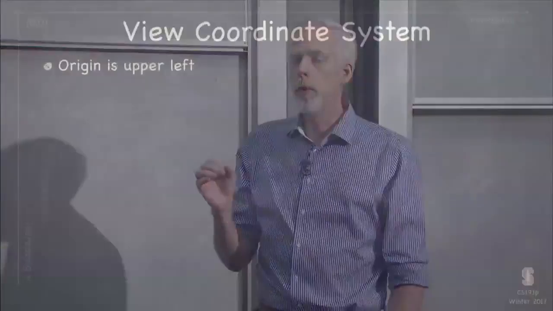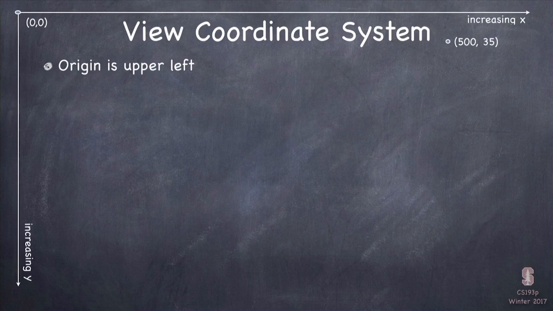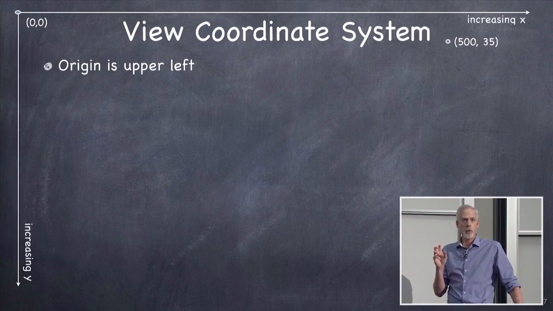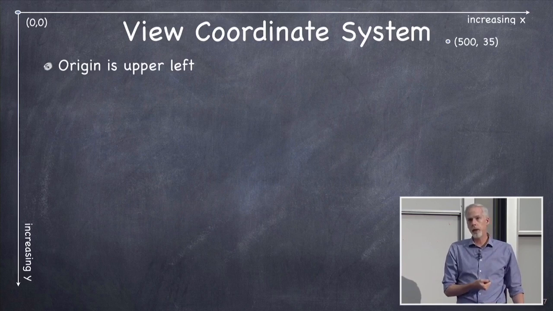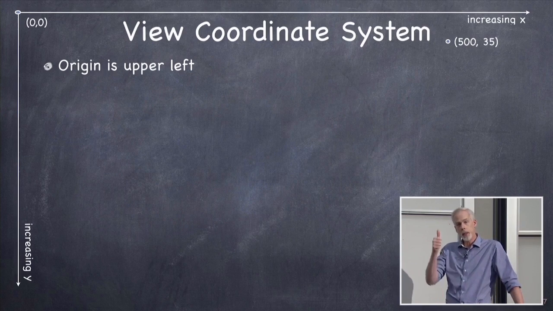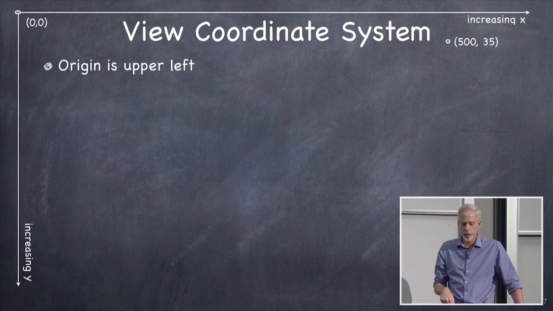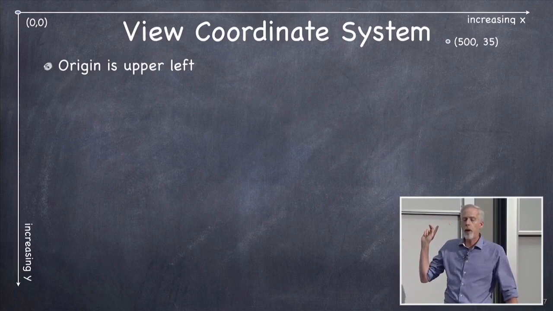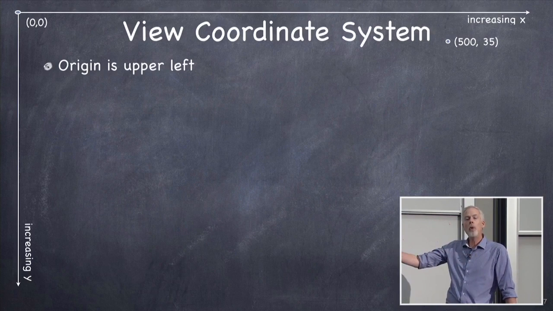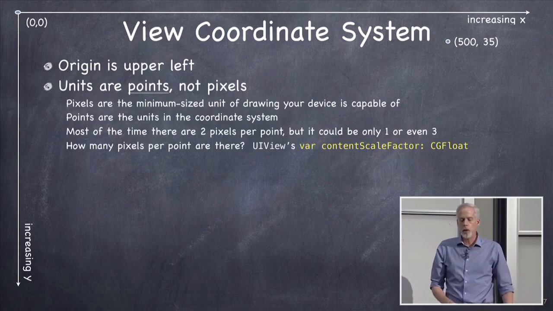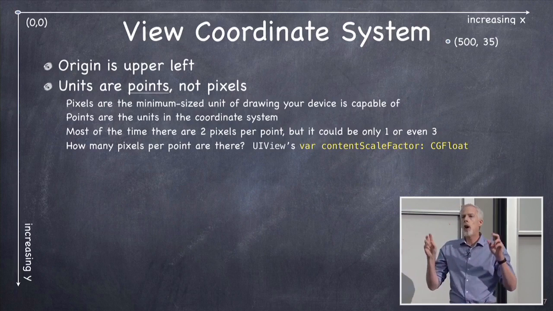Okay, so now that we have those four types, we can start talking about the coordinate system that we're going to be doing our drawing in. Now, the most important and simplest thing to understand is that the origin of this coordinate system is in the upper left of the screen. It's not Cartesian coordinates, where the origin would be in the lower left, because in Cartesian coordinates, increasing y means up. But in this coordinate system, increasing y means going down the screen. So it's very important to understand that. You can see the point I have up there, 500, 35: that's 500 over and 35 down from the origin in the upper left.